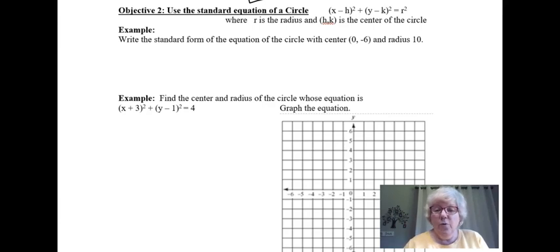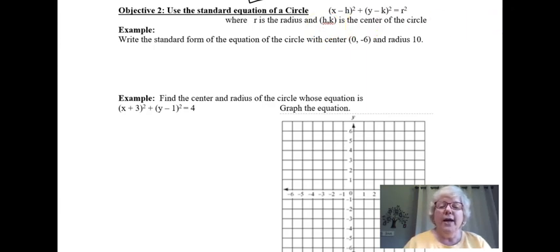Now, a second formula that's very helpful, and you'll see it a lot in upper level mathematics, is the circle. The circle formula is given as x minus h quantity squared plus y minus k quantity squared equals r squared. Now the r represents the radius of the circle, and the h and the k represent the coordinates of the center of the circle. So here are two examples.